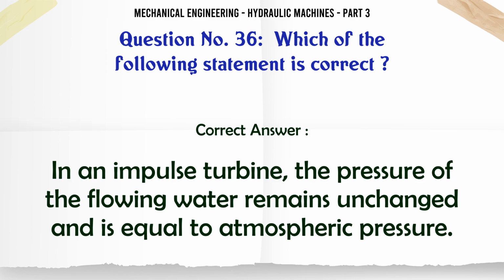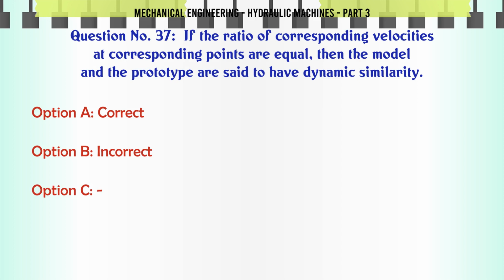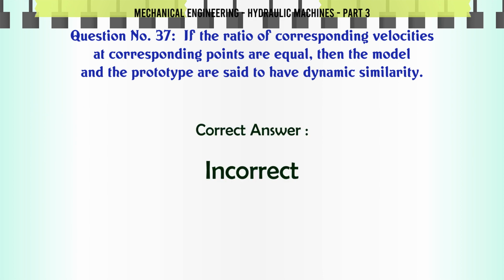If the ratio of corresponding velocities at corresponding points are equal then the model and the prototype are said to have dynamic similarity. A. correct, B. incorrect, C, D. The correct answer is incorrect.